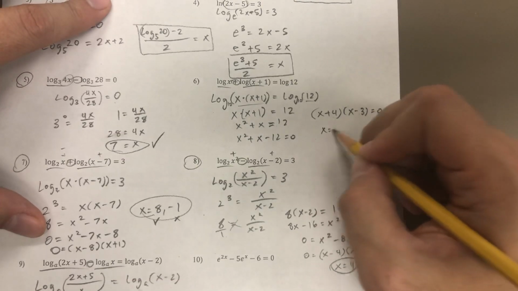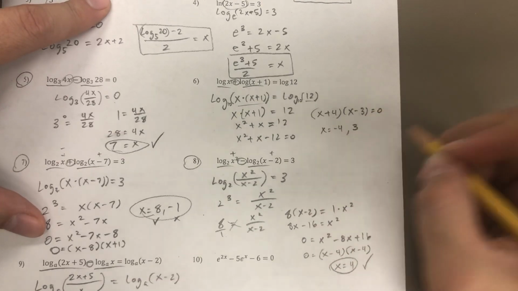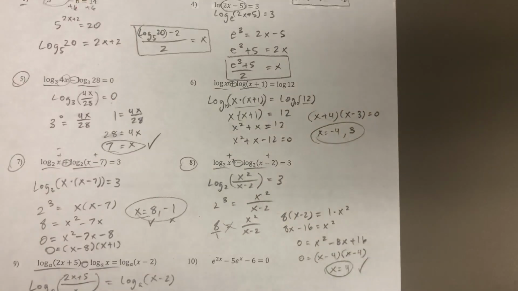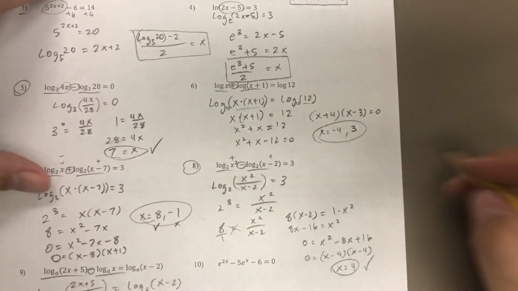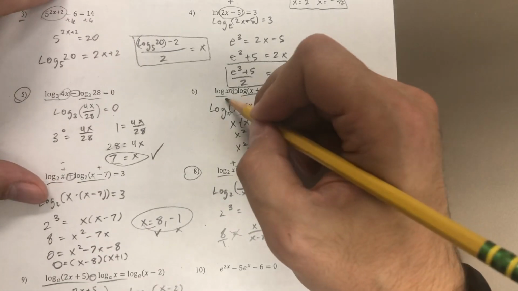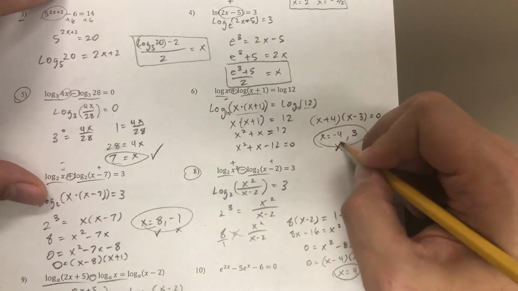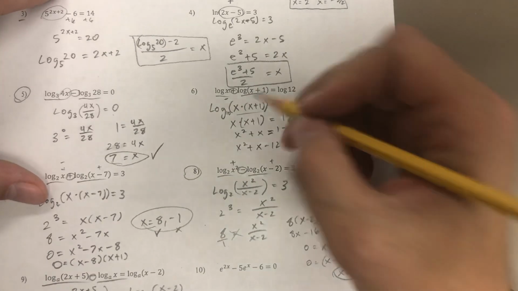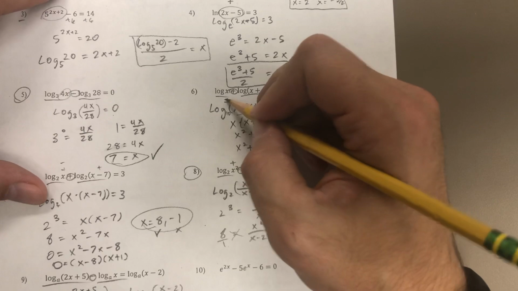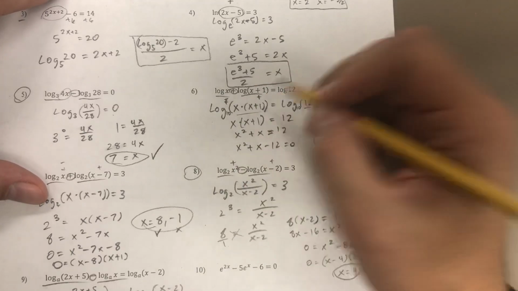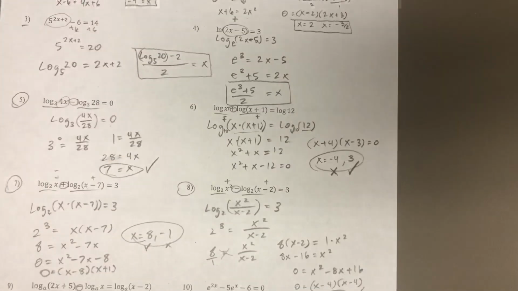So this one gives me negative 4. This one gives me positive 3. So those are my two solutions. Now let's check and see if we have extraneous solutions or not. If I plug in negative 4, oops, that already automatically gives me a negative, so that's extraneous, not going to work. Let's try 3. Log of 3 works, that's positive, and then 3 plus 1 is 4, so that's positive also. So 3 works, negative 4 does not.